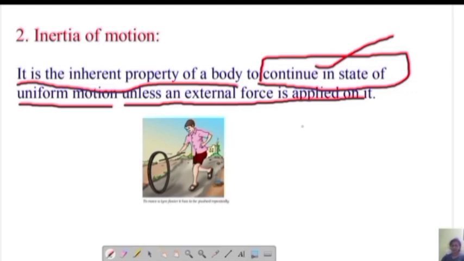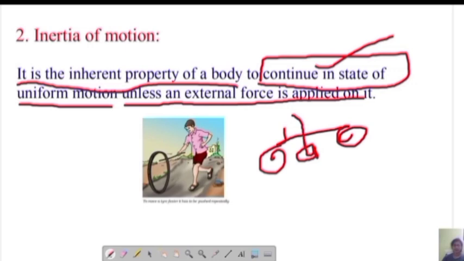You might have experienced this when you are riding a bicycle. Let's consider here is a bicycle, and let me draw a pedal, just a rough diagram. You will be riding the bicycle and continuously pedaling, but after a certain time you stop pedaling. Though you stop the pedaling, what happens? The bicycle will be moving on.